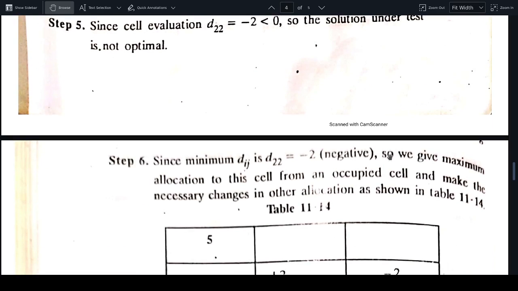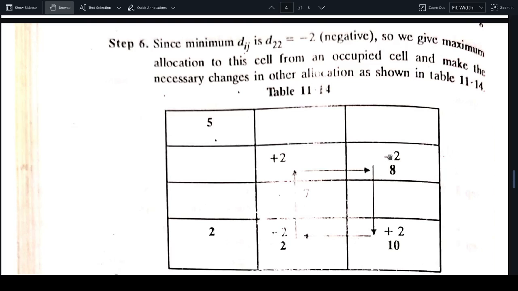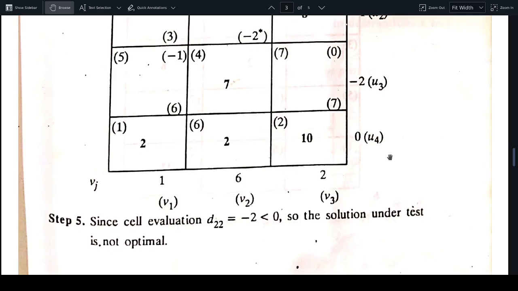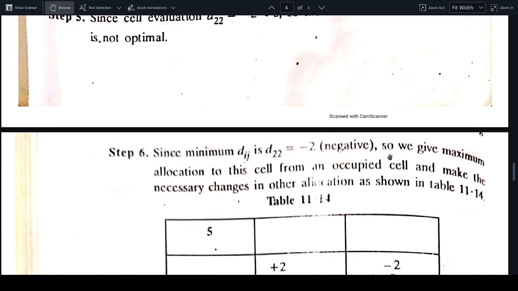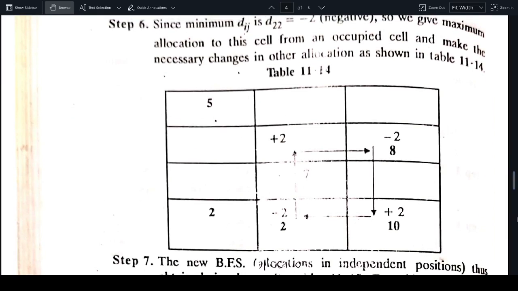So when you consider this minus 2, you move to the right hand side or left hand side or upward or downward. So which side do you move? Where allocations are present. In minus 2, there is the right hand side cell and the left hand side cell. Where is the allocation present? Anyone? From minus 2 it is cell number 2, 2.